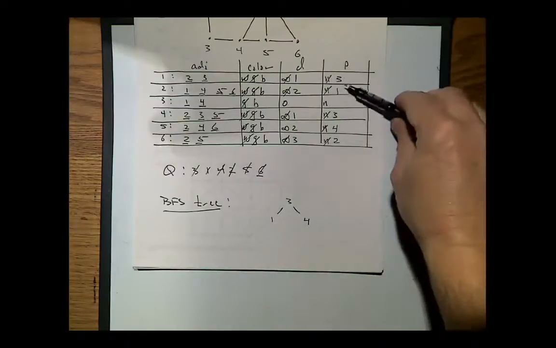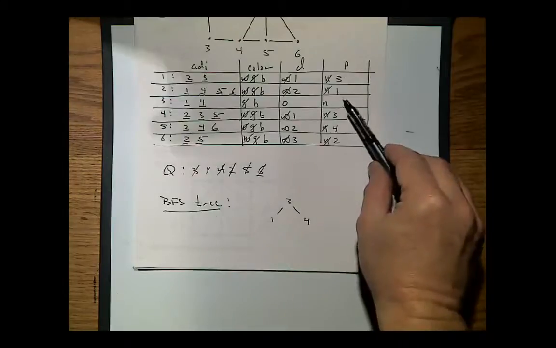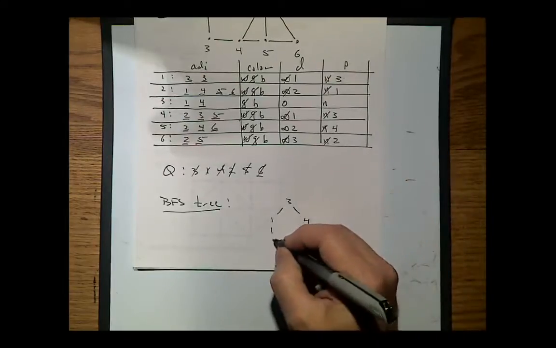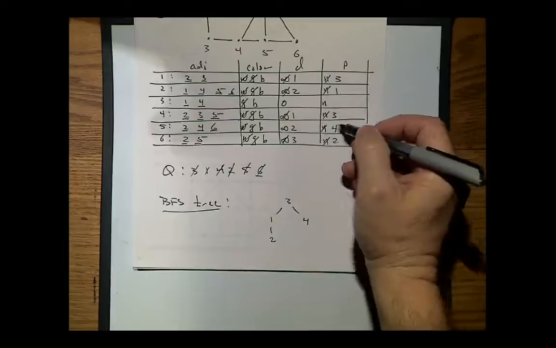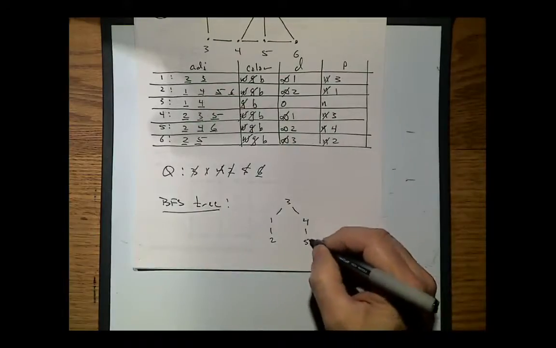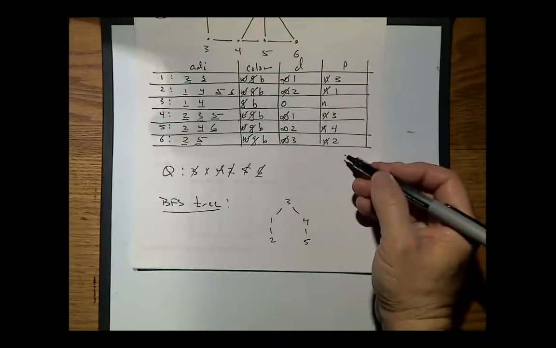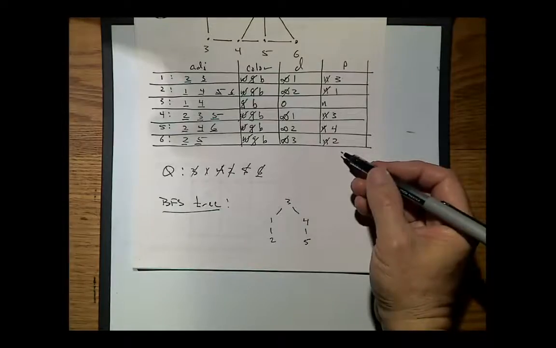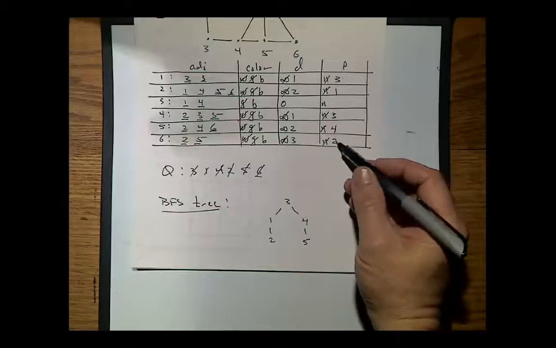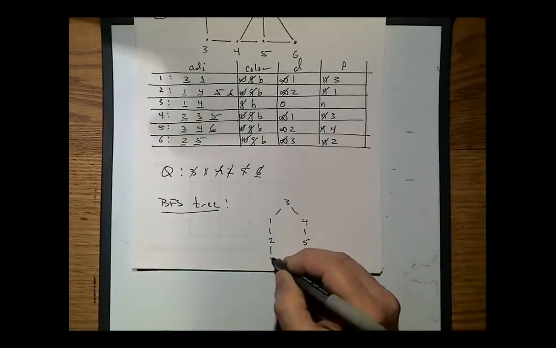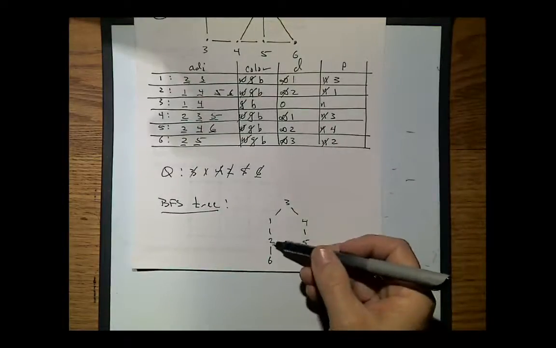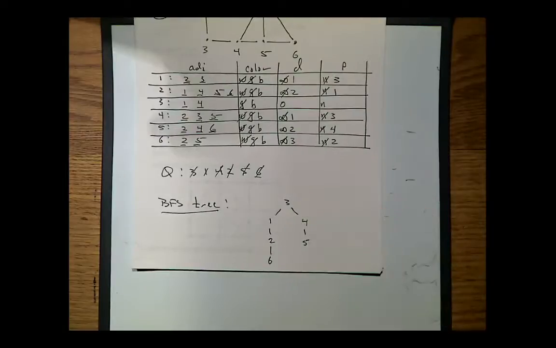And let's see, who has 1 as parent? 2. Who has 4 as parent? 5. Who has 5 as parent? Huh? Nobody. I know there's another vertex here. Who has 2 as parent? 6 has 2 as parent. So the parent of 6 is 2, parent of 2 is 1. All right, so this encodes shortest paths.